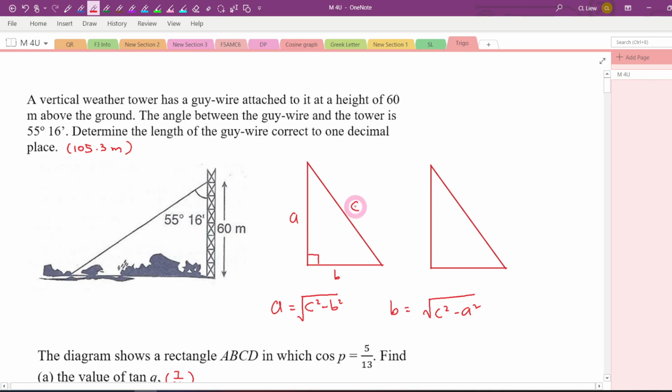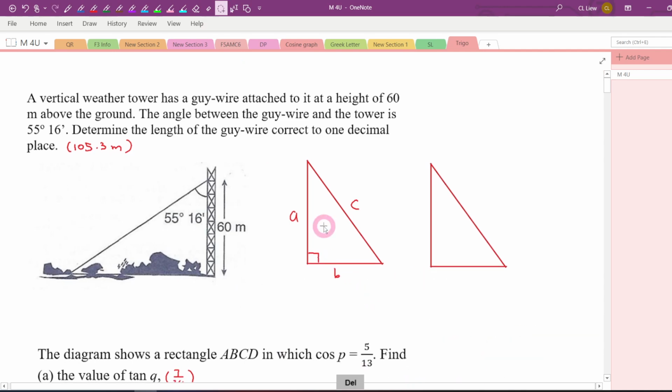The longer side, which is the hypotenuse, will always be opposite the right angle. So if you want to find the length of the longer side of a right angle triangle, plus: short, minus; long, plus. So this will be the square root of A square plus B square. This one you learned in Form 1, so I hope you still remember this. Now let's go back to this chapter.